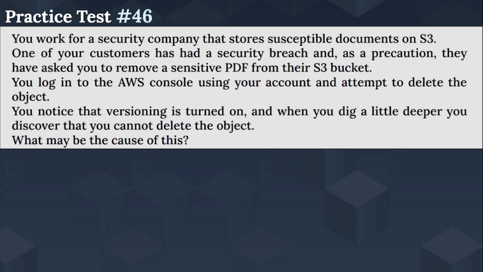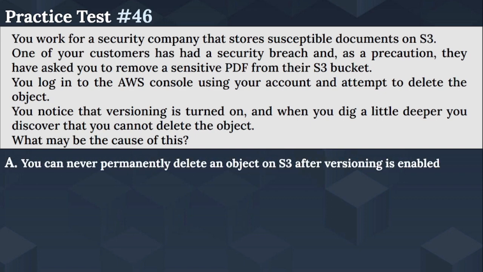You notice that versioning is turned on. And when you dig a little deeper, you discover that you cannot delete the object. What may be the cause of this? So the options are: Option A, you can never permanently delete an object on S3 after versioning is enabled.